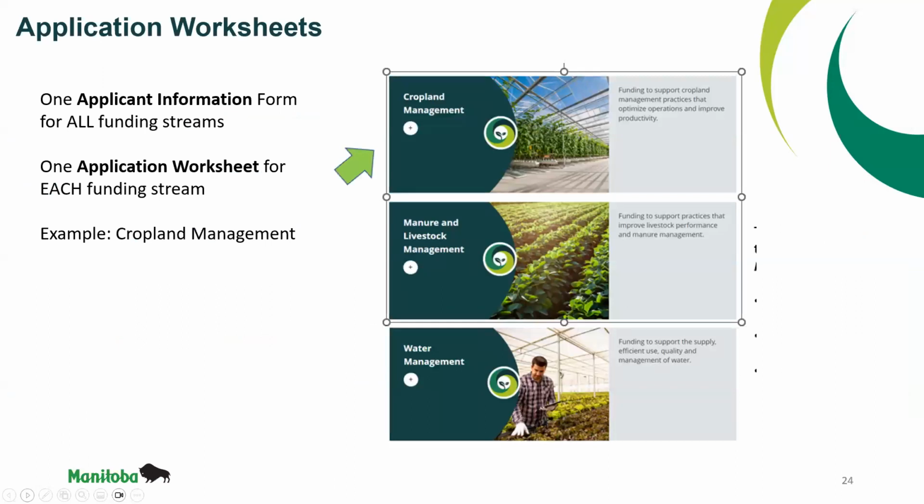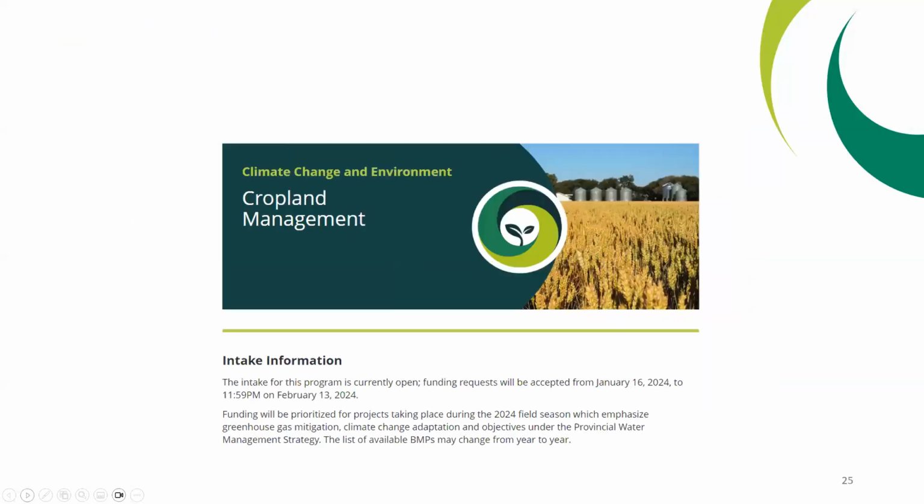So your application worksheets, there will be one applicant information form for all funding streams if you haven't completed it before, and also one application worksheet for each funding stream. So for example, once you open the cropland management, you'll go to the bottom of the screen and complete the application worksheet there.